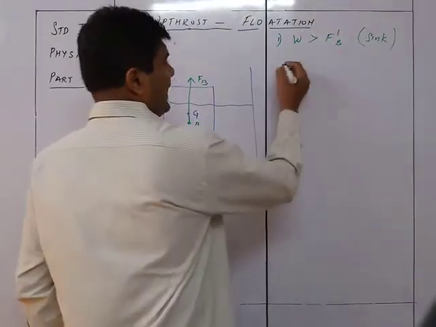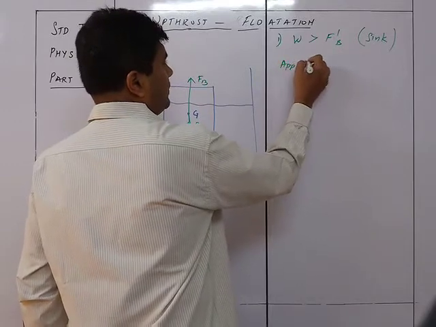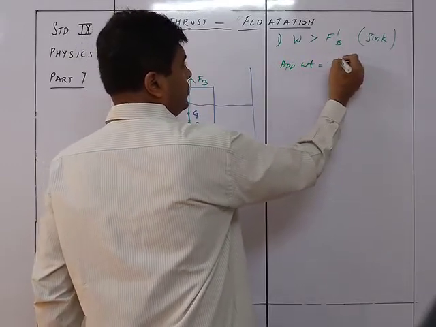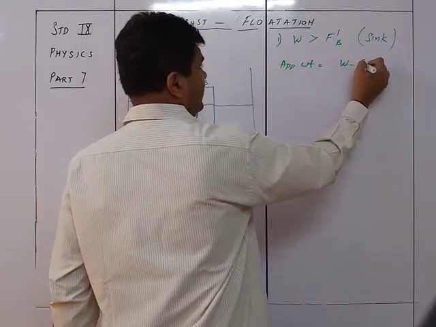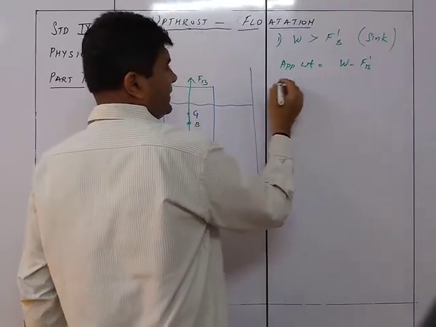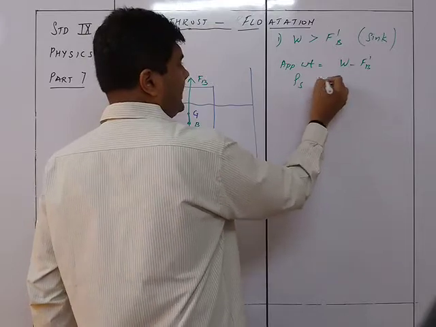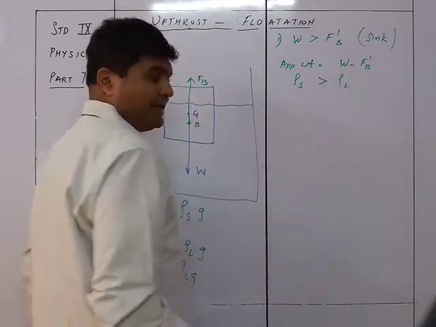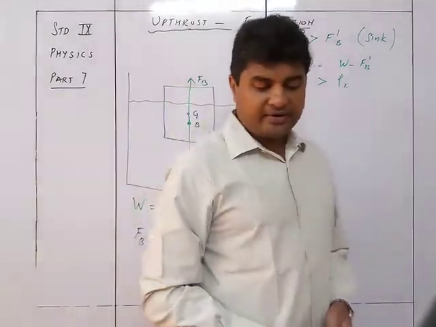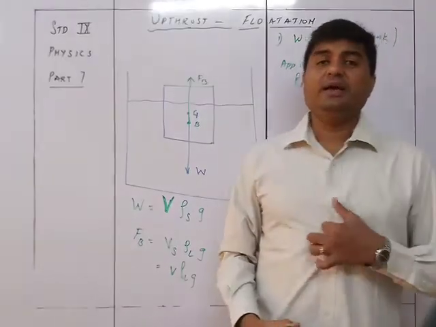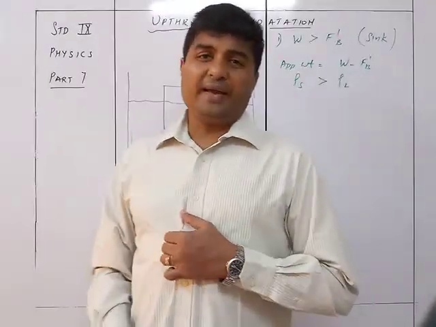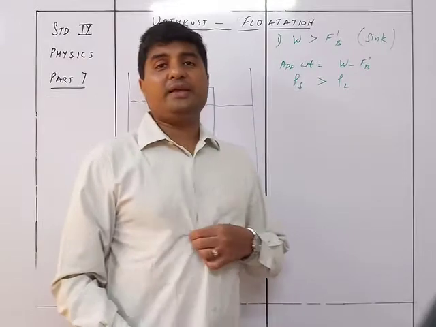First thing is that apparent weight will be, in this case, equal to W minus F'B, and another thing is that rho of the solid will be greater than rho of the liquid. Density of the solid will be greater than the density of the liquid. These are the conditions that take place when the body is going to sink.